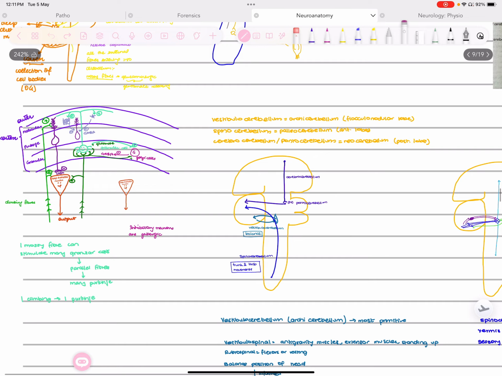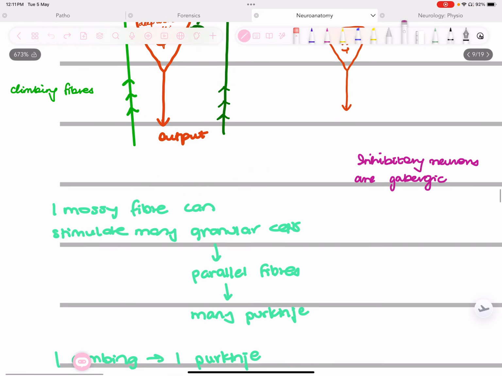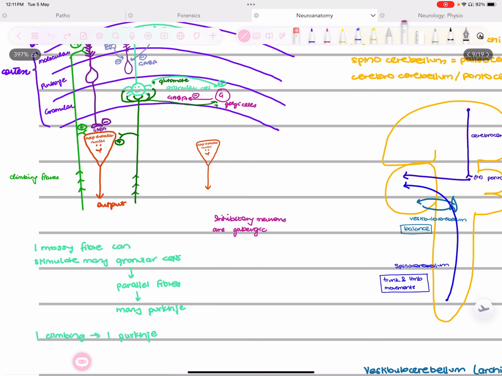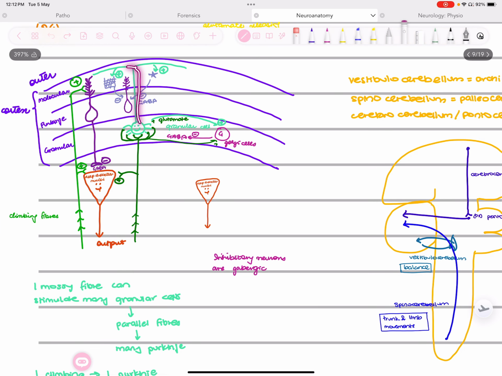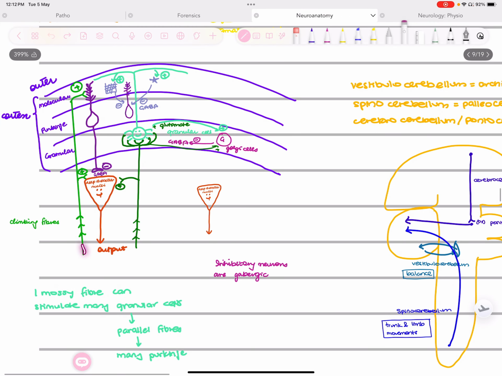So this is something you need to know. It might sound confusing, but it's fine for now. Just try to follow along. One mossy fiber can stimulate many granular cells, and granular cells give off parallel fibers. These parallel fibers will stimulate many basket and stellate cells and also inhibit many of the Purkinje cells. So what about one climbing fiber? One climbing fiber can only associate with one Purkinje cell. So one mossy fiber associates with multiple Purkinje cells because it inhibits all the surrounding Purkinje cells.